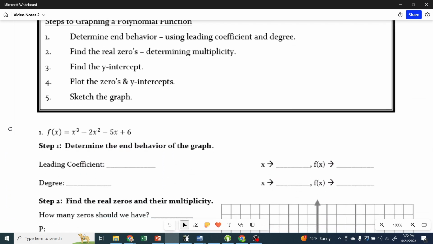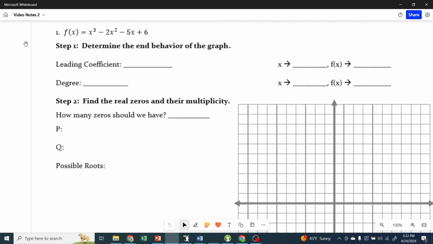Alright, so we're given this function x cubed minus 2x squared minus 5x plus 6. So our lead coefficient on this is positive 1, and this is a third degree polynomial. So this means that as we approach positive infinity, we'll be approaching positive infinity on the right. As we go left and approach negative infinity, we will be going down, so this will be negative infinity.